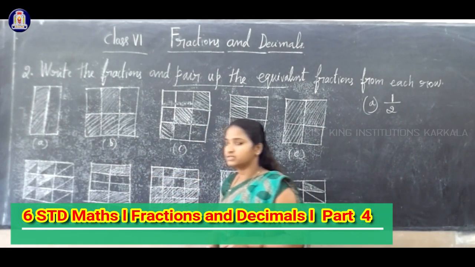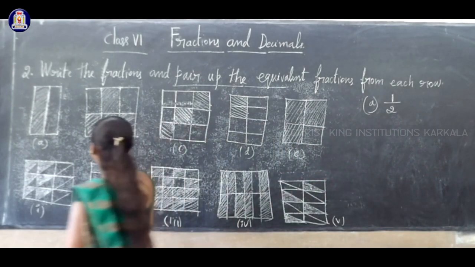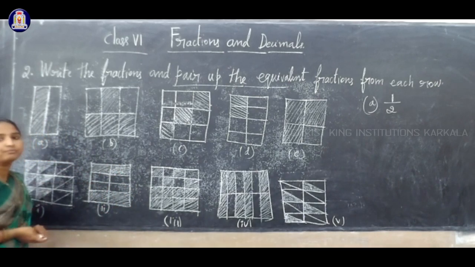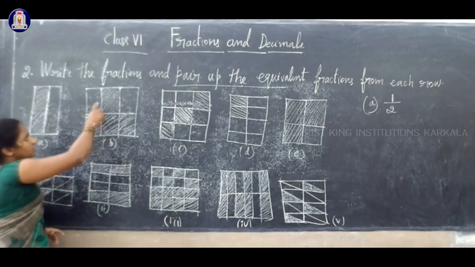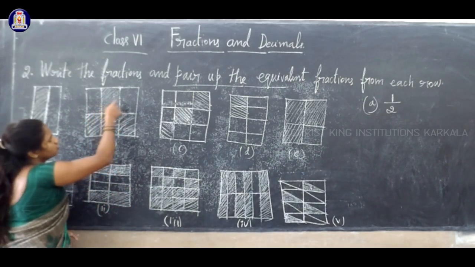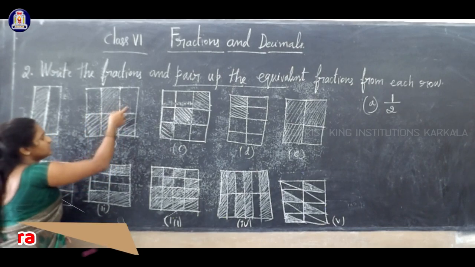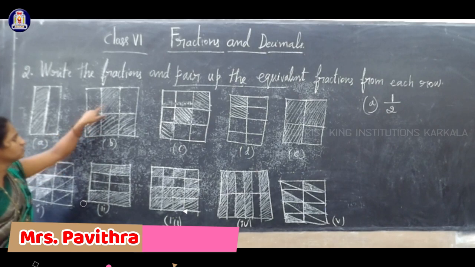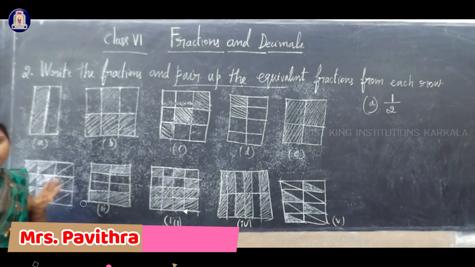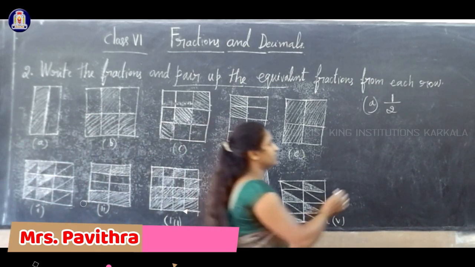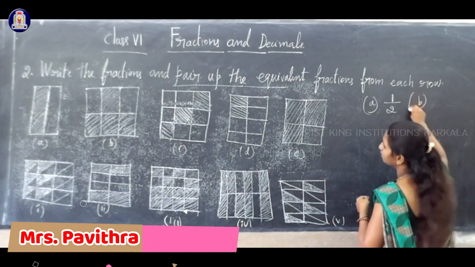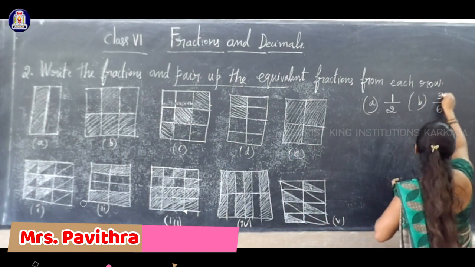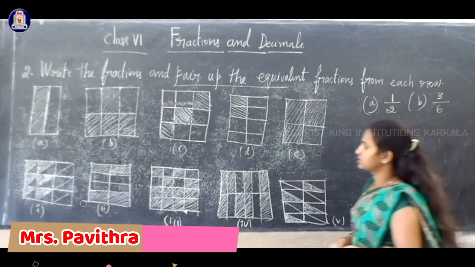The second figure, if you observe it, how many parts are there? 1, 2, 3, 4, 5, 6. There are 6 equal parts. In that 1, 2, 3 parts are shaded. For the second figure, the fraction is: out of 6, 3 parts are shaded. Okay, 3 parts are shaded.